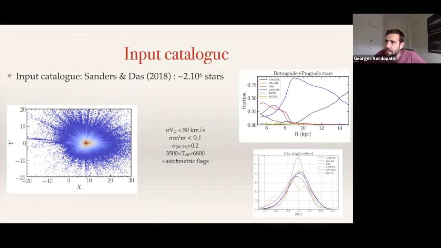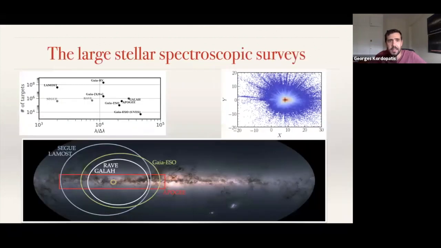And because this sample is not homogeneous in metallicities, it is important to keep in mind the relative fraction of those surveys in the different regions of the galaxy, where you can see that LAMOST will be dominating the star counts at the outskirts of the disk, but LAMOST is a low resolution survey.